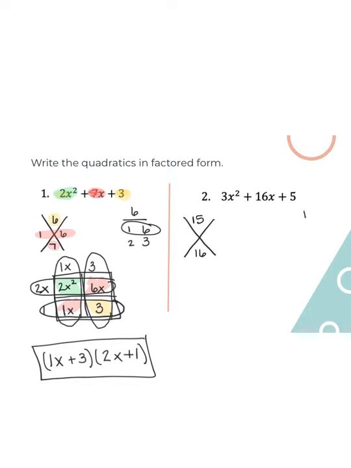I find my factors of 15, and I know 1 and 15. There's no 2, 3 and 5, and that's it. Well, the only thing that's going to add up to 16 are that 1 and that 15. And those together add up to 16. So now I'm going to create my box.